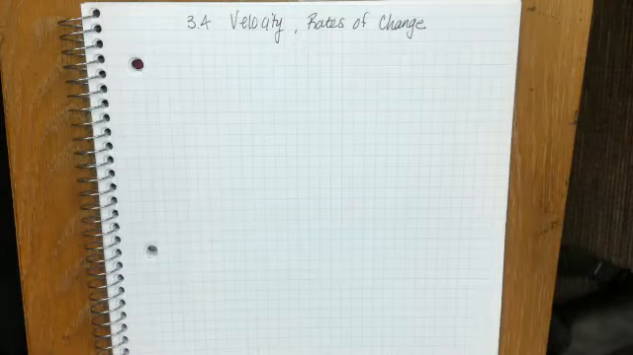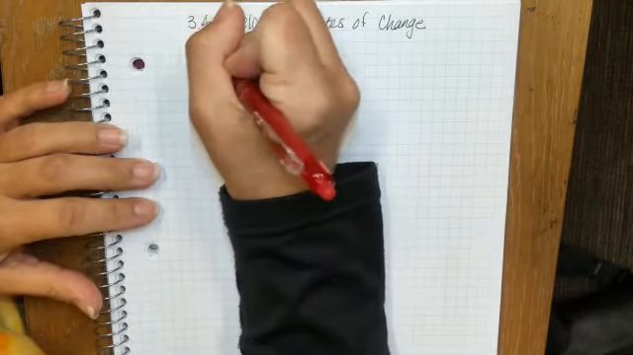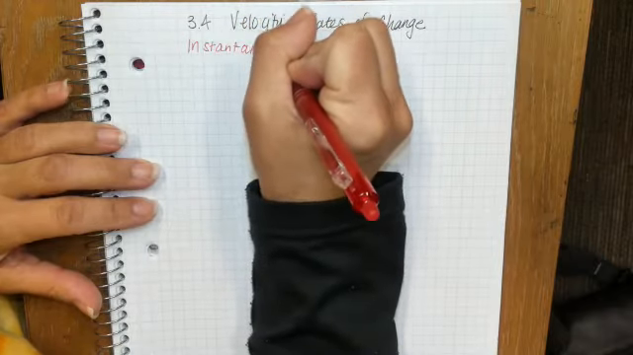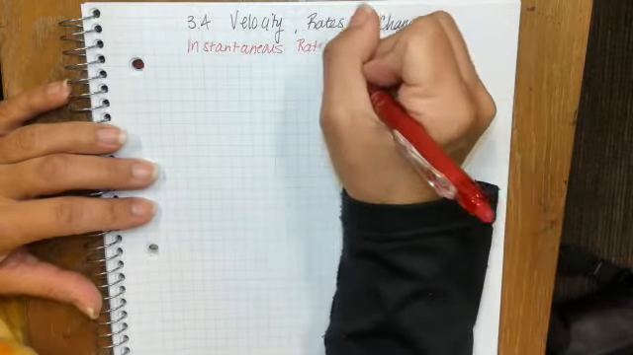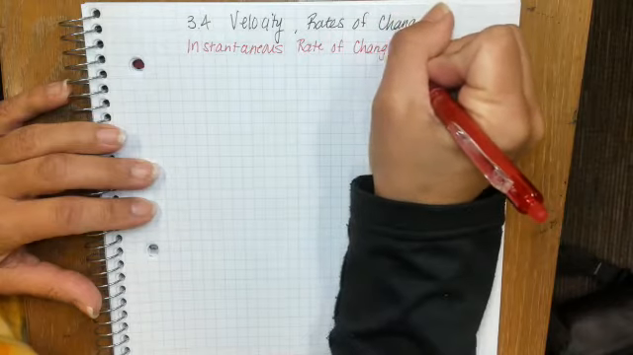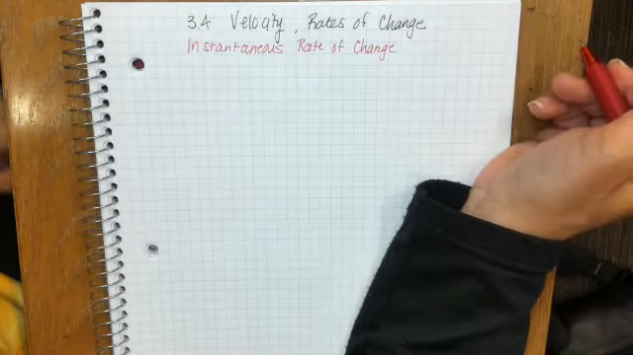Okay, Spartan fans, today we're going to talk about velocity and rates of change. The first thing we're going to look at is the instantaneous rate of change, and hopefully this sounds familiar to you. Remember, instantaneous and average are not the same. Average rate of change is just the slope. We're talking about the instantaneous rate of change.